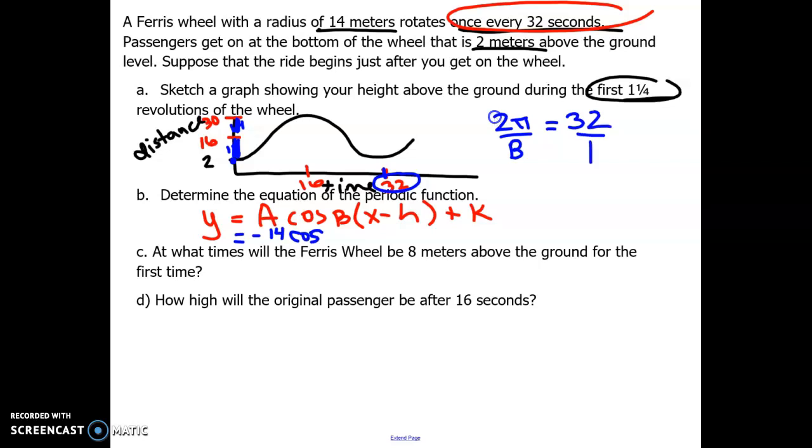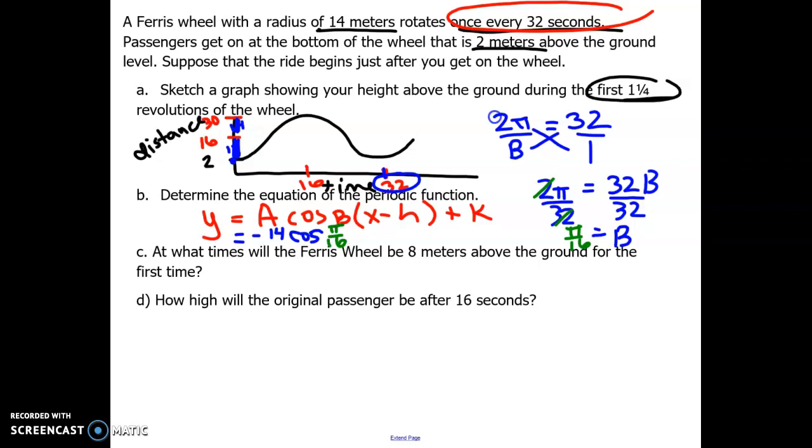Now you can think of this as 32 over 1, and we can cross multiply. So when I cross multiply, I get 2 pi equals 32b. Divide out the 32, and if I look at the 2 pi divided by 32, I can reduce this by 2. So we end up with pi over 16 for b. So I'd put pi over 16 in for b.